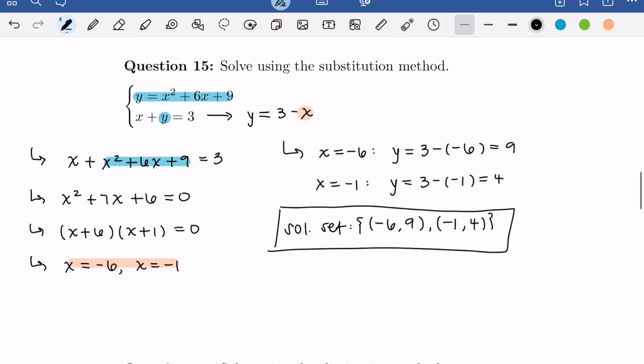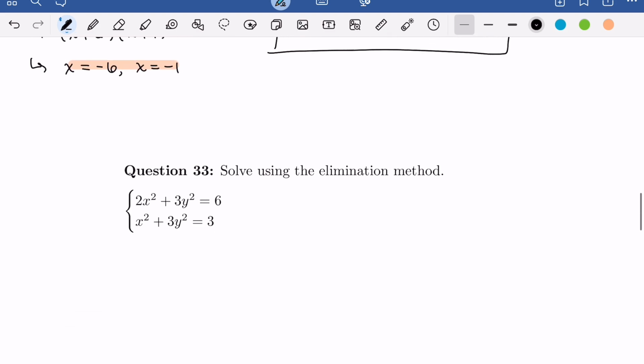Now for the next example, question 33, we're again going to be solving a system of equations, and these are both quadratic equations, but we want to do so using our elimination method. Just like we saw in previous sections, the point of that is to add these two equations together in a strategic way so that one of the variables cancels out. Now, let's try to cancel out our y squared variables. Notice that we have 3y squared and 3y squared in the top and bottom equation.